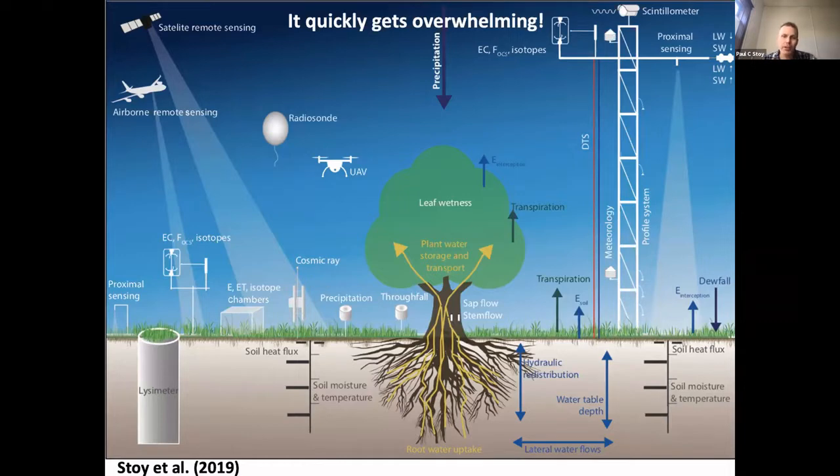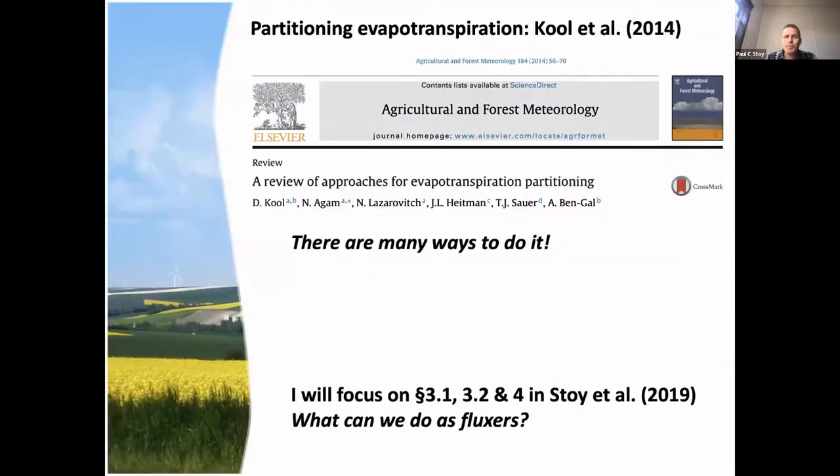And how can we, as the eddy covariance community, contribute to our global understanding of these critical processes? I'd really like to point out a fantastic paper by Julia Kuhl and others in 2014, where they discuss and review a number of approaches and measurements that you can use to partition evapotranspiration into transpiration and evaporation. So read this paper first.